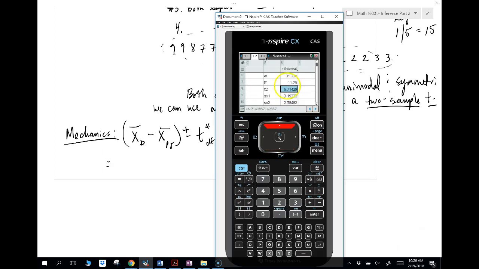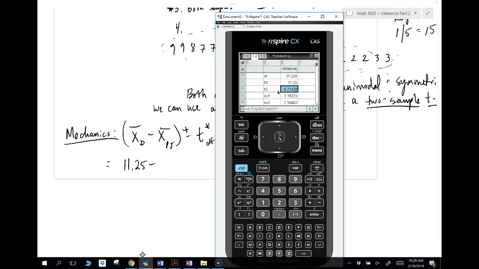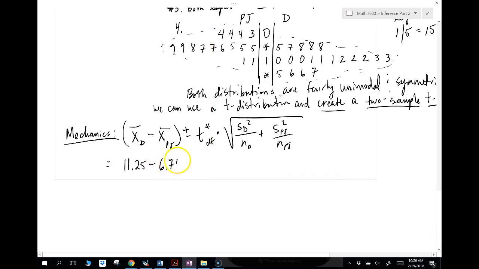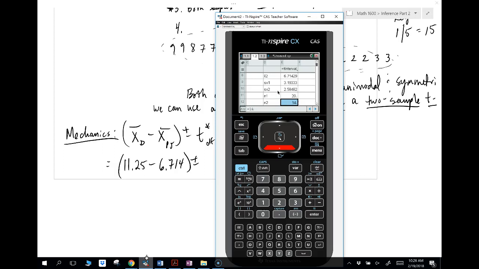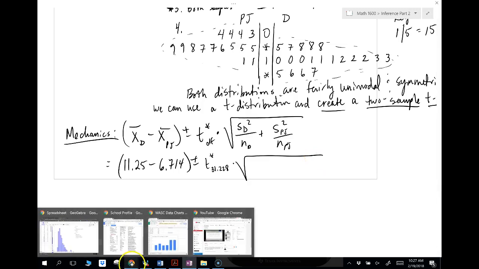So X1 is 11.25, so we're going to write that down, 11.25 minus, what do we have, 6.714, so 6.714, plus or minus. Now, I do not think it's going to tell us our T, but it will tell us our degrees of freedom, which was 31.228. So we're just going to write T star, 31.228 degrees of freedom.